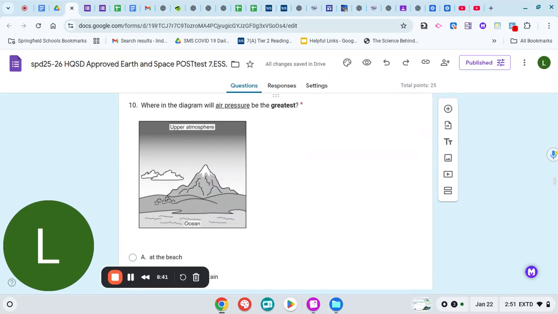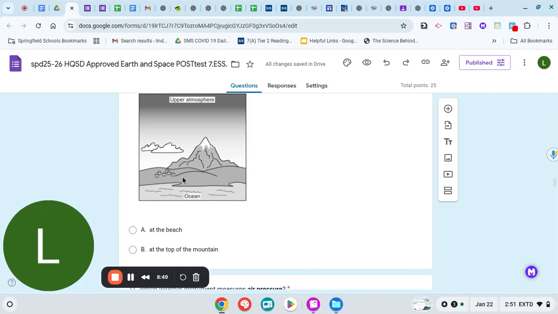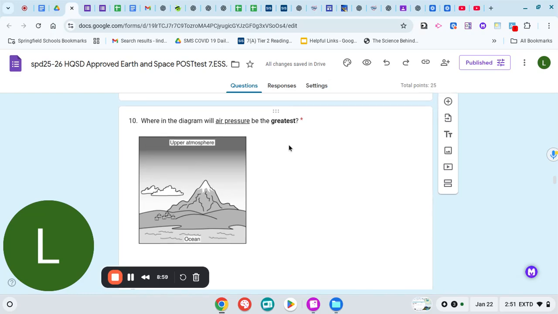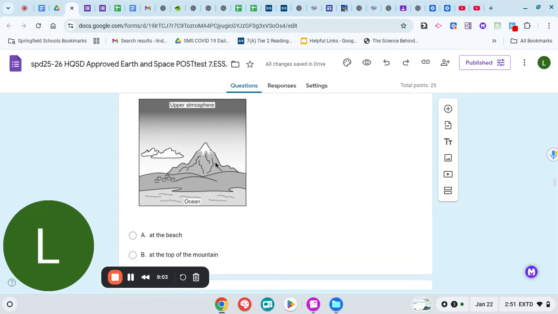Number 10, where in the diagram will air pressure be the greatest? Is it going to be A, at the beach, which is right here at the beach, or is it going to be B, at the top of the mountain right here? Where's air pressure going to be the greatest, meaning the most, the highest? Where are you going to see most of the air pressure pressing down? A, at the beach right here, or B, at the top of the mountain?